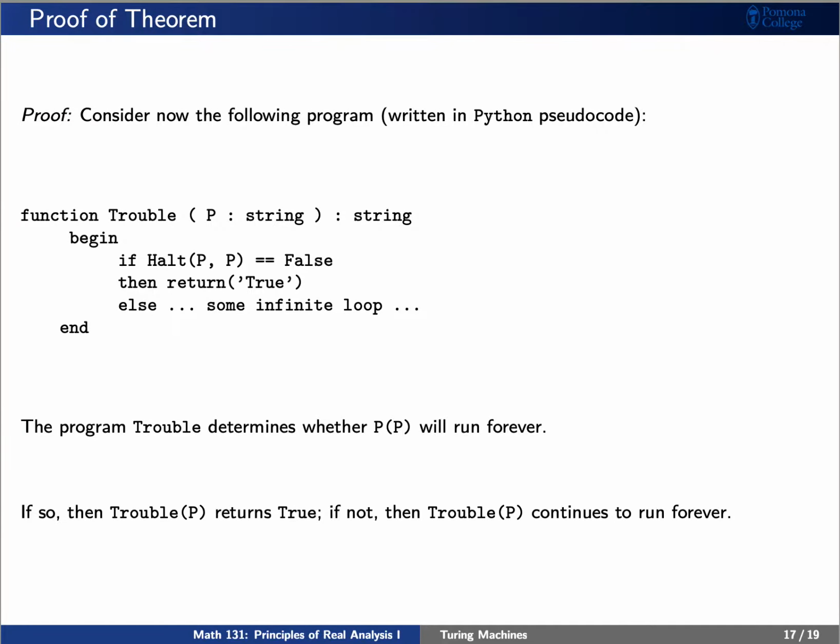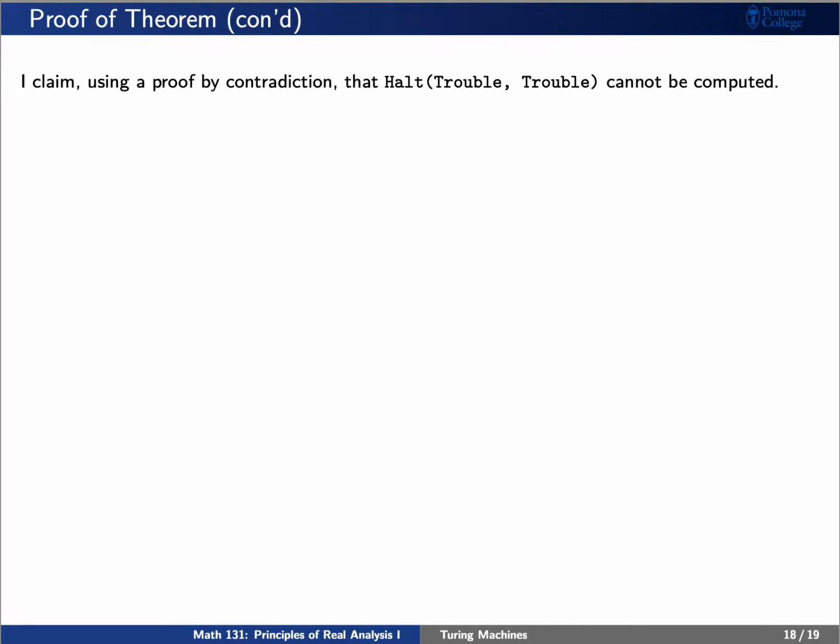The whole idea here is that the program trouble simply determines whether the program P evaluated at P will run forever. If P evaluated with the input P runs forever, then trouble at P will return true. If P evaluated at P stops after a finite amount of time, then the program trouble at P will itself continue to run forever. We'll try to prove, by way of contradiction, that the program halt cannot exist. The idea is that we're going to take halt and evaluate it at trouble, and then run into a contradiction.